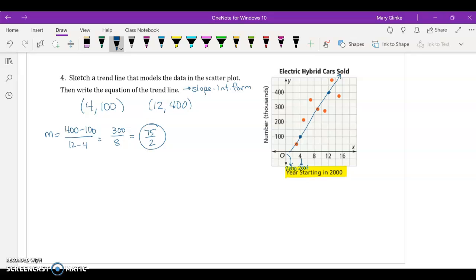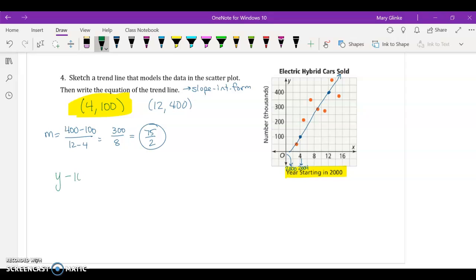Now your slope could be completely different. It all depends on your points. So as long as your slope is positive and it's increasing at a rapid rate between like 20 and 60 or something like that, you should be okay. Okay? Now what we're going to do is pick either point, and to me it really doesn't matter. I'm going to use 4 comma 100 just because.